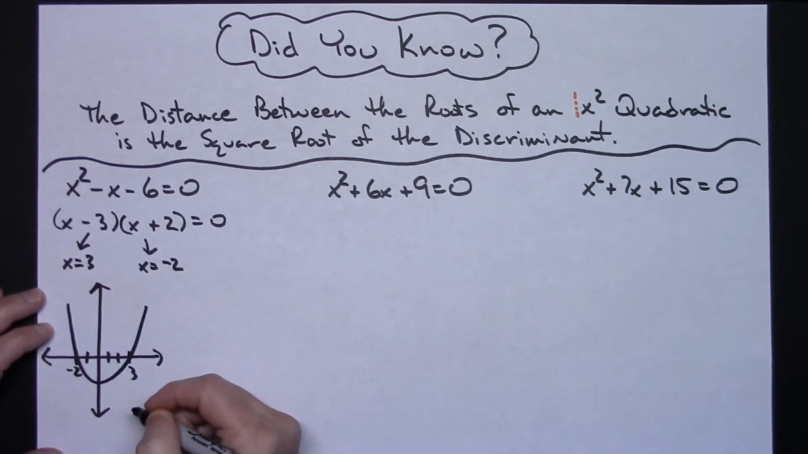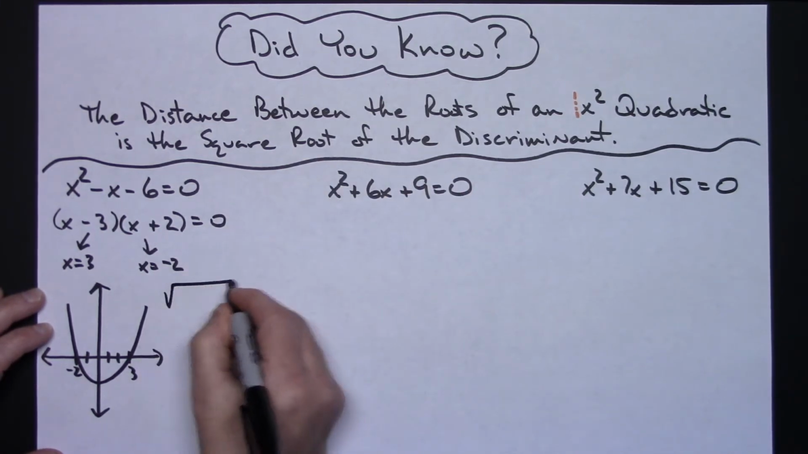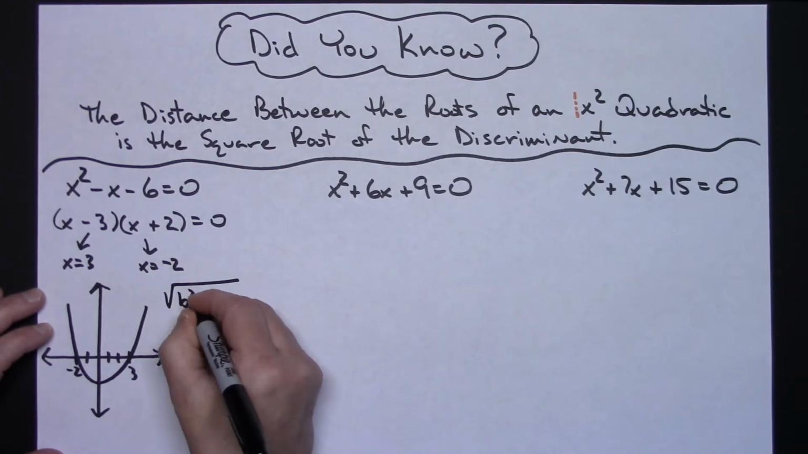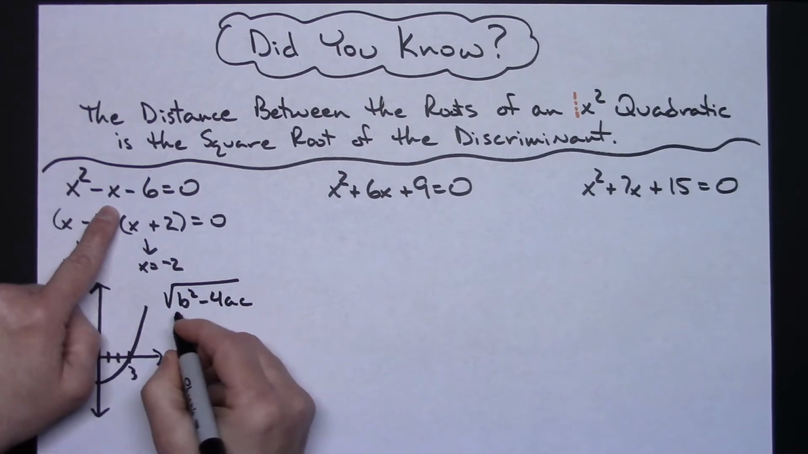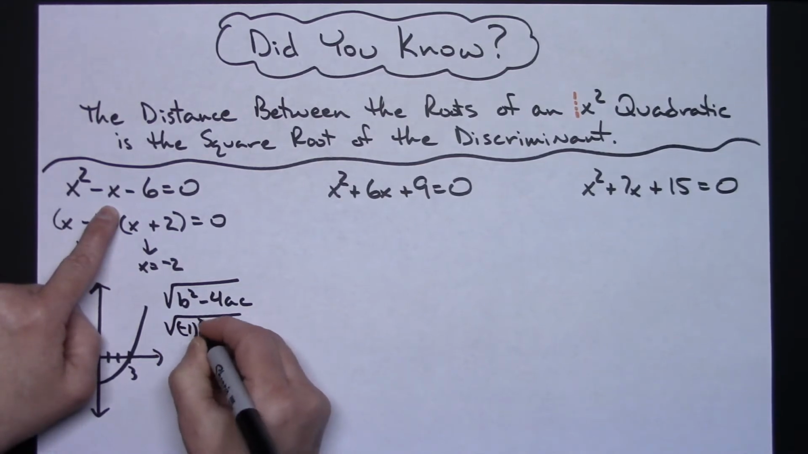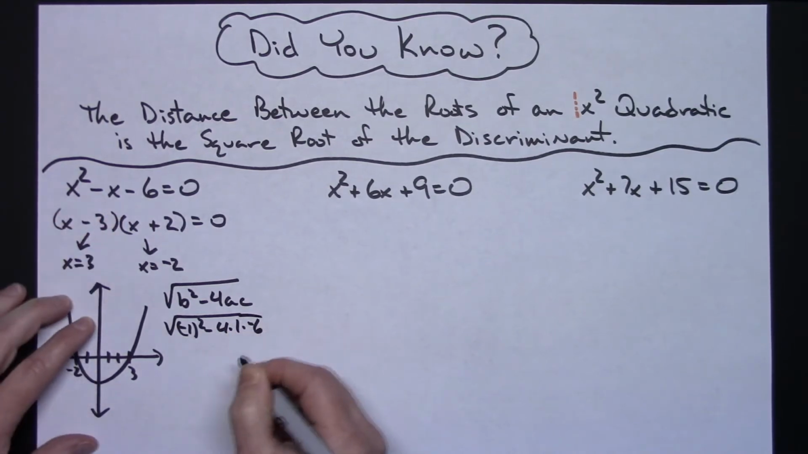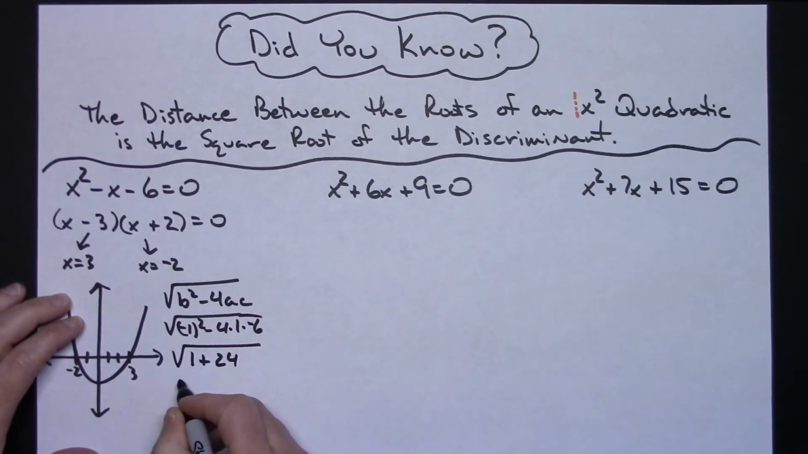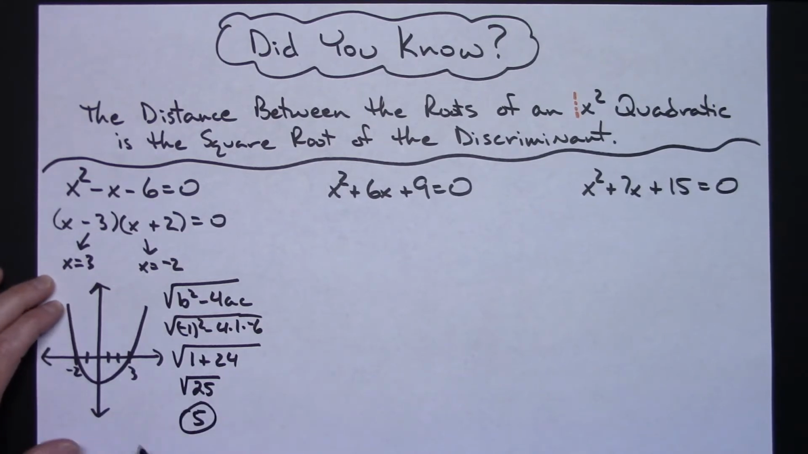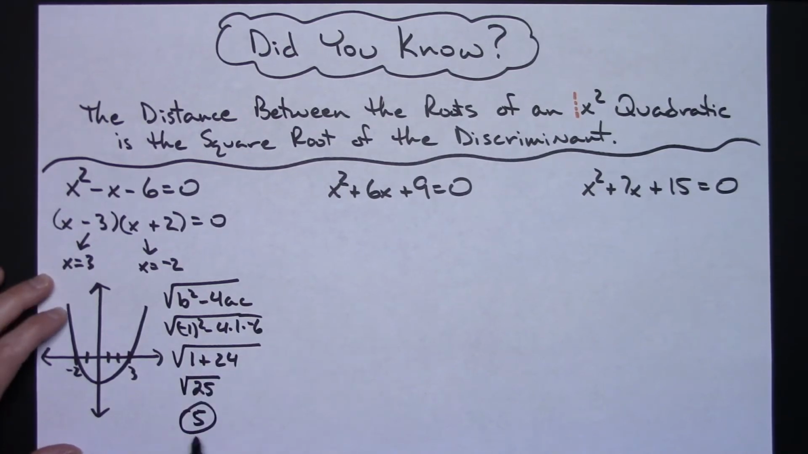Now, it should be equivalent to that if I do the square root of my discriminant. So I'm going to calculate the square root of b squared minus 4ac. My b is negative 1, so the square root of negative 1 squared minus 4 times 1 times negative 6. That's going to give me 1 plus 24, and that gives me the square root of 25, which gives me a distance of 5. So the distance between those roots is the square root of the discriminant.